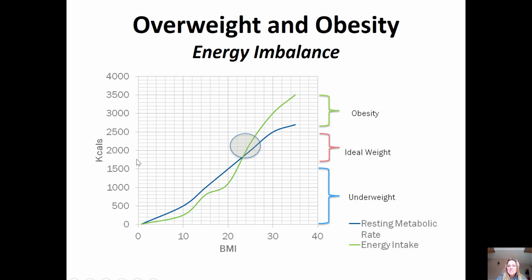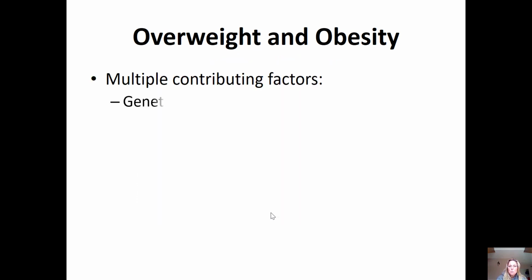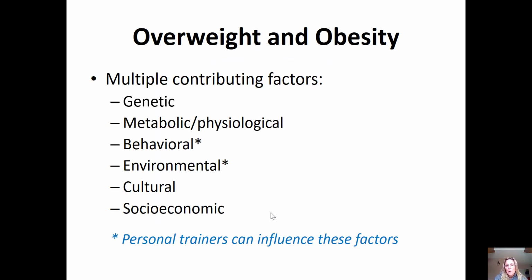So they're ingesting the recommended amount of calories in a day, but their metabolism is burning those calories off. Okay, so they cross each other and they're in a caloric balance. Okay, so we see that with a lot of our obese and overweight clients. So what are some things that contribute to overweight and obesity?